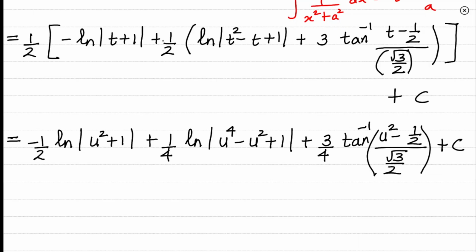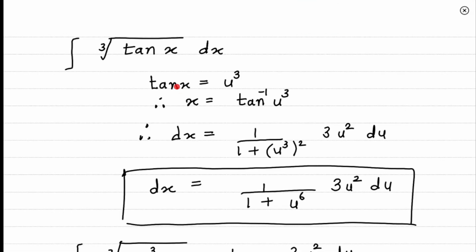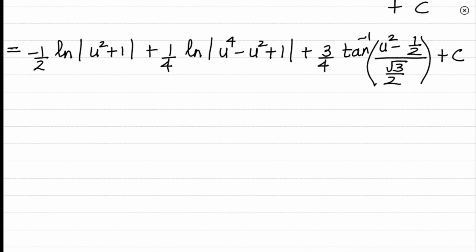Remember that we'll still have to convert it in the x world. We converted it from the t world to the u world. Now we'll have to convert it from the u world to the x world, which was the original function. For that, you'll have to remember that tan x was nothing but u cube, which would imply that u was nothing but cube root of tan x. So instead of u, now you can write cube root of tan x. Let's see what we get.